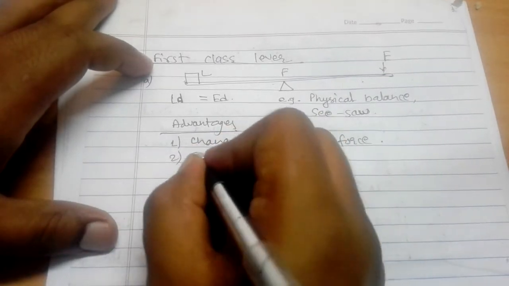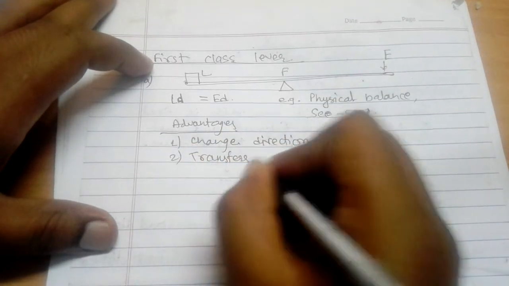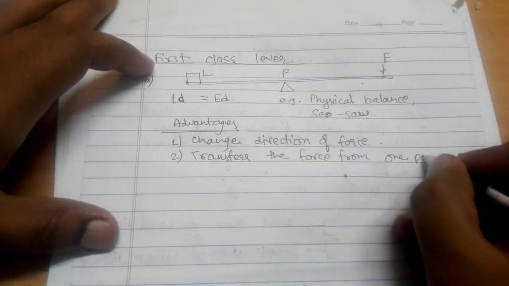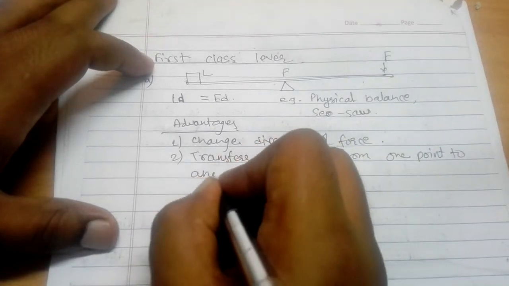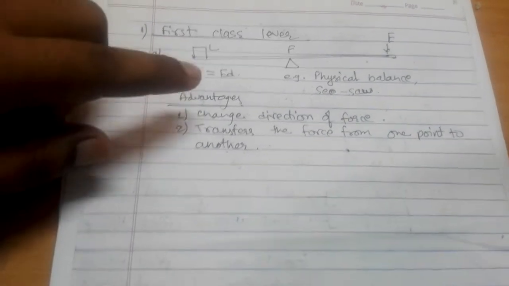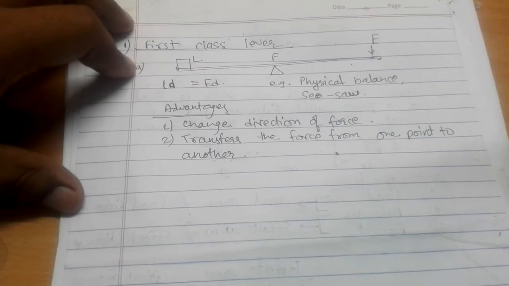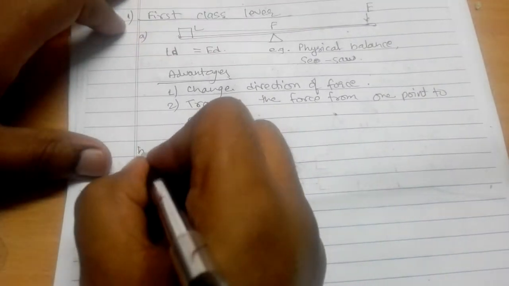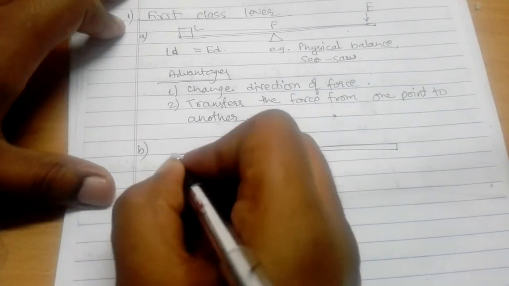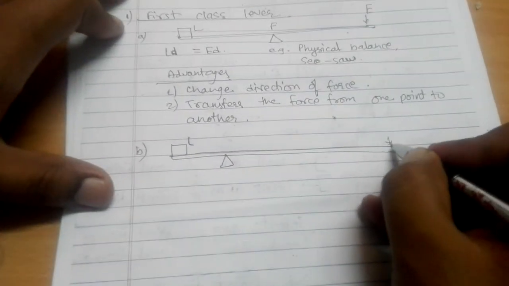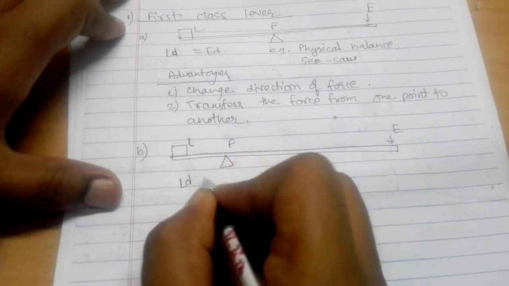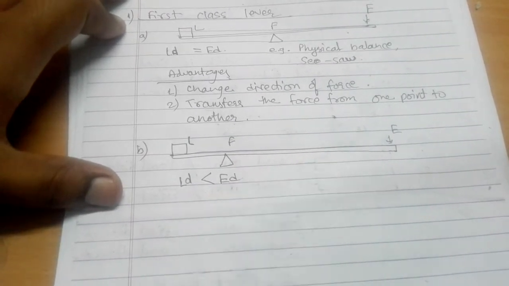And secondly, they transfer the force from one point to another point. These two are the advantages provided by a first class lever having the fulcrum exactly between load and effort. The second type of first class lever has the fulcrum somewhat closer to the load. That means LD is smaller than ED.